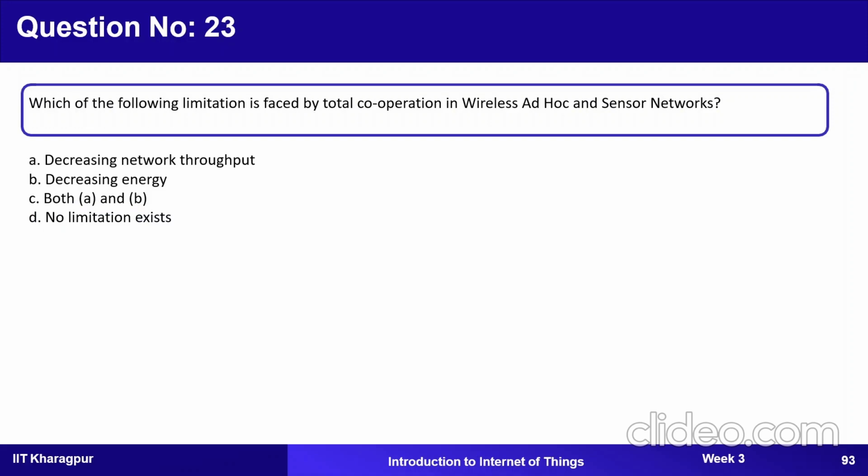Next question is, which of the following limitation is faced by total cooperation in wireless ad hoc networks? Options are decreasing network throughput, decreasing energy, both A and B, and no limitation exists. In case of a wireless sensor network, if there is total cooperation between different devices present in the network, then every time there is some exchange of messages, the energy of intermediate nodes or relay nodes is used. So basically this is going to decrease the energy of these nodes. The correct option for this question is B, that is decreasing energy.